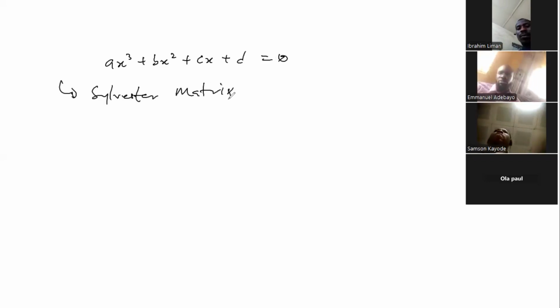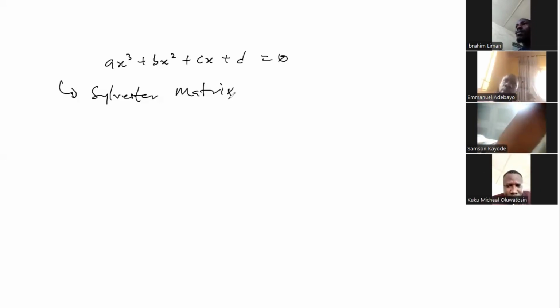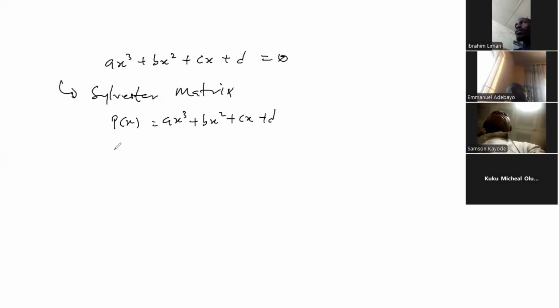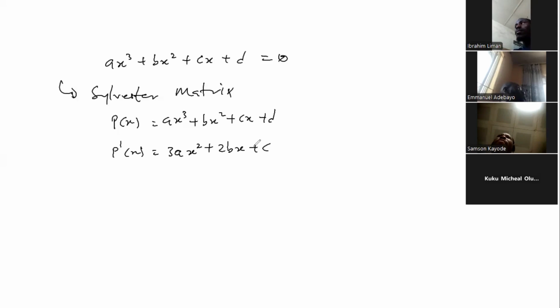And once we do that, it's an interesting method because it comes from the greatest common divisor of the polynomial and its derivative. And then we just develop a system of matrices for that and then solve the determinant. Well, will I call it a crude method? But so long as it works, we are fine. Okay. So if P of x is the same as ax cubed plus bx squared plus cx plus d, then the first derivative of this will be 3ax squared plus 2bx plus c.